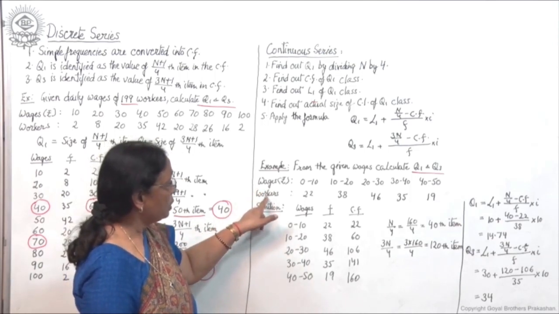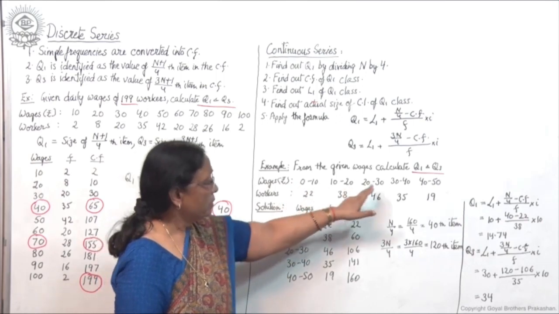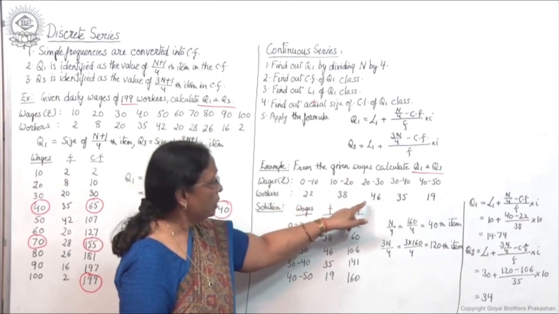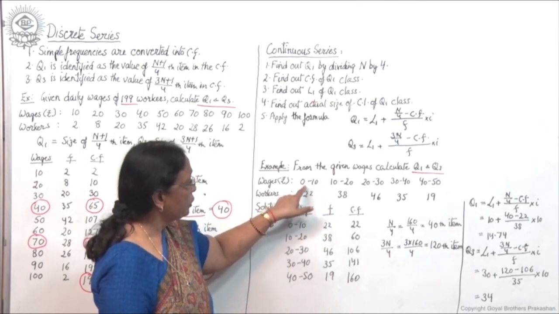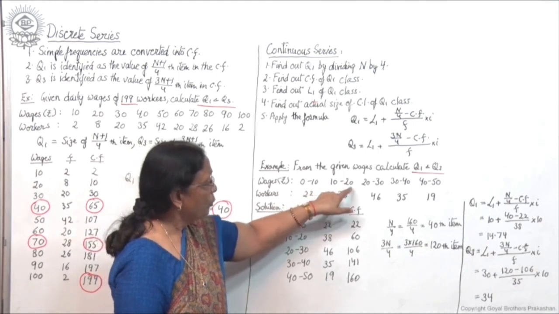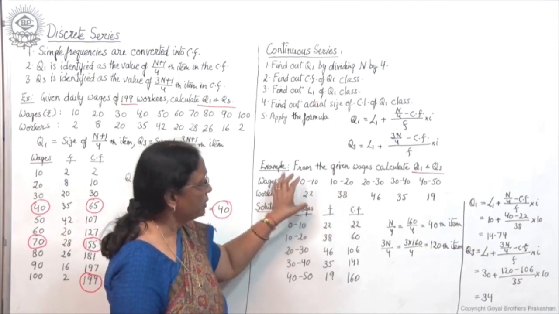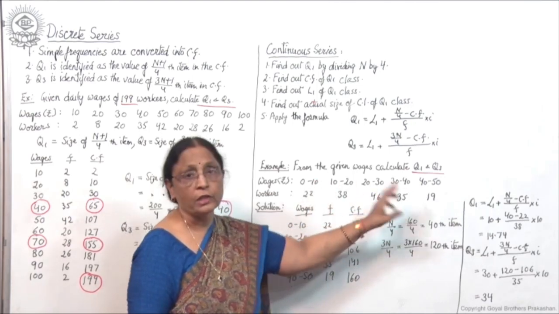Wages and workers, these are the wages, this is the class interval, and the number of workers is the frequency. Wages are in the form of class interval, that means 0 to 10 rupees this many workers, 10 to 20 rupees this many workers. These are the daily wages of so many workers in each class interval.